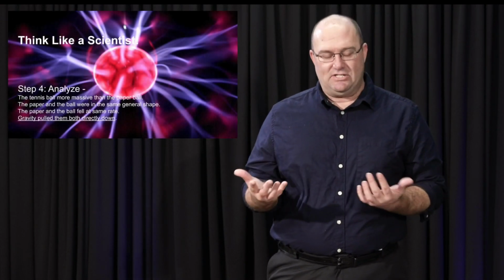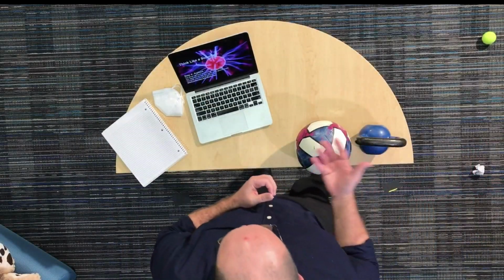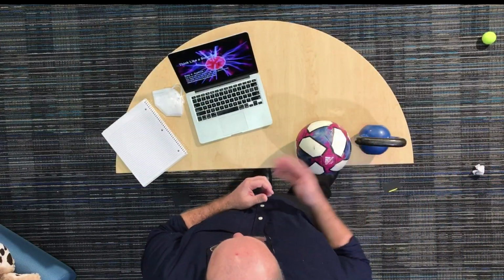So now, as a scientist, we think like a scientist, we have to analyze what just happened. From our experiment, we can see that the tennis ball, even though it was more massive than the paper ball, we analyzed that the paper and the ball were the same general shape. We saw that the paper and the ball fell at the same rate. They actually hit the ground at the same time. And we most importantly saw that gravity pulled them both directly down, which is what we're trying to prove.